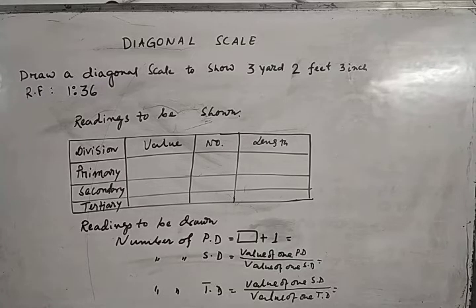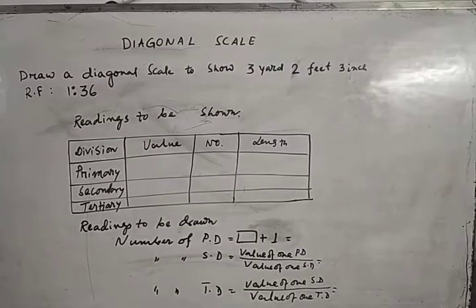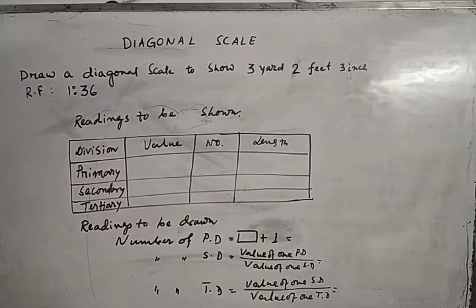For accuracy, the simple linear scale is again constructed diagonally by diagonal scale and more accurately by Vernier scale. Now, the diagonal scale. What is diagonal scale? In diagonal scale, beside the primary and secondary division, there is one more division that is called tertiary division. Okay? So, in diagonal scale, there are three divisions: primary division, secondary division, and tertiary division.